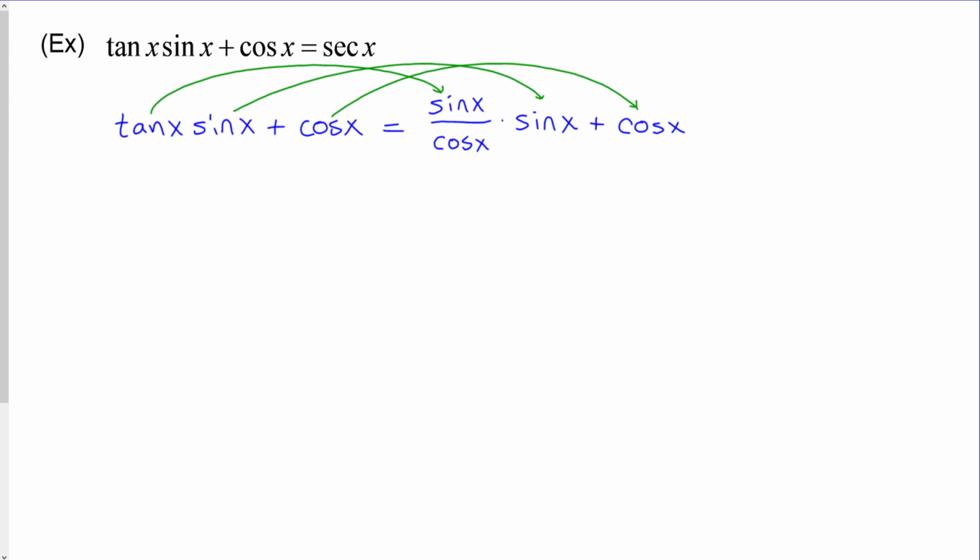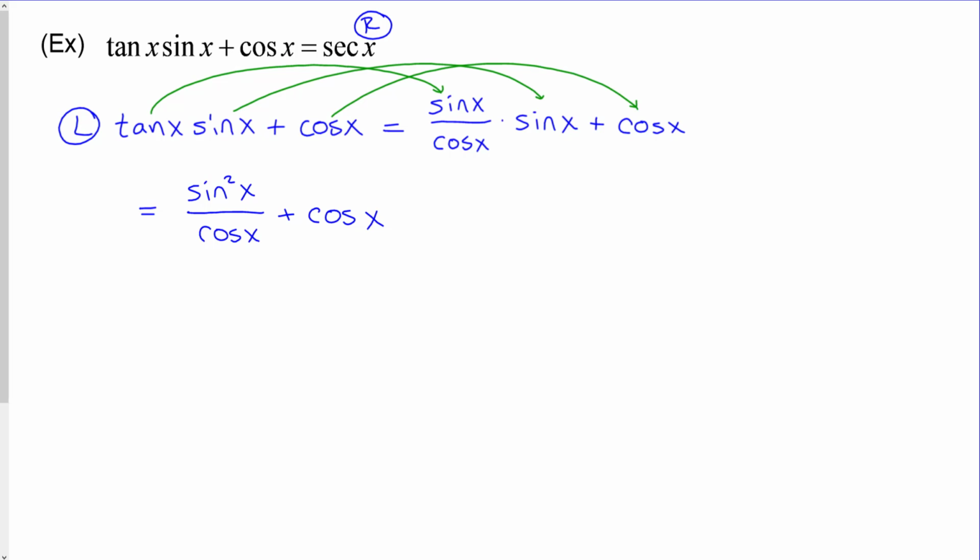But now I have the fraction sine x over cosine x times sine x. I can combine those into a single fraction by multiplying the numerators and multiplying the denominators. Notice I'm not involving the right-hand side of the equation at this point. I'm starting with the left-hand side and working toward the right-hand side. When this equation looks like secant x, then I know I'm finished. So I'll make a complete statement here.